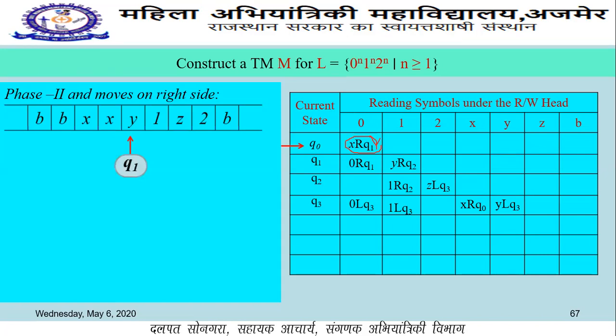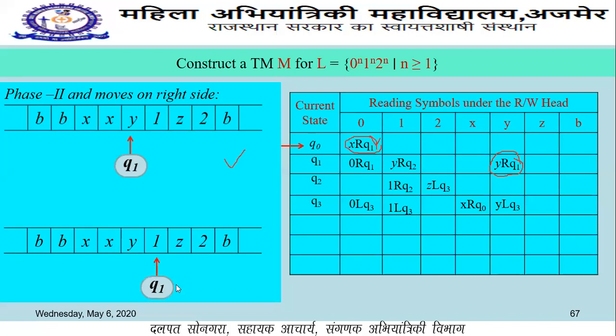Again, whenever we read y at q1, of course that is just passed over, because we are interested in 1 only. So this is passed by using our next transition function like this. We apply this transition function at this instantaneous description, and we move to the next situation like this.